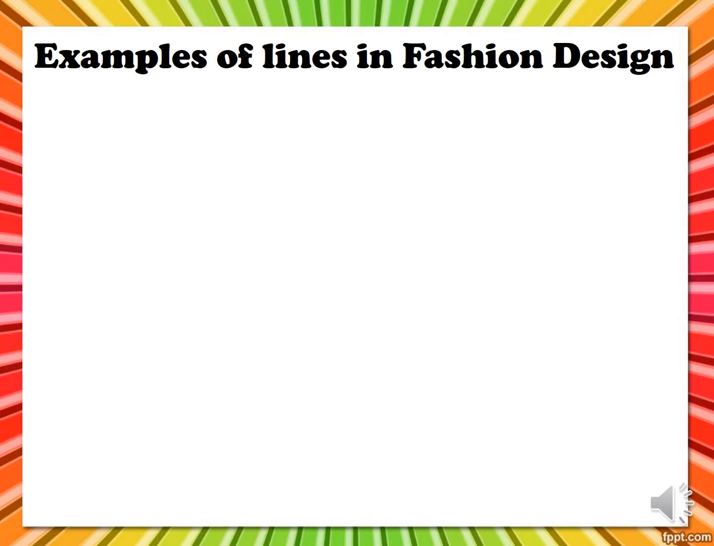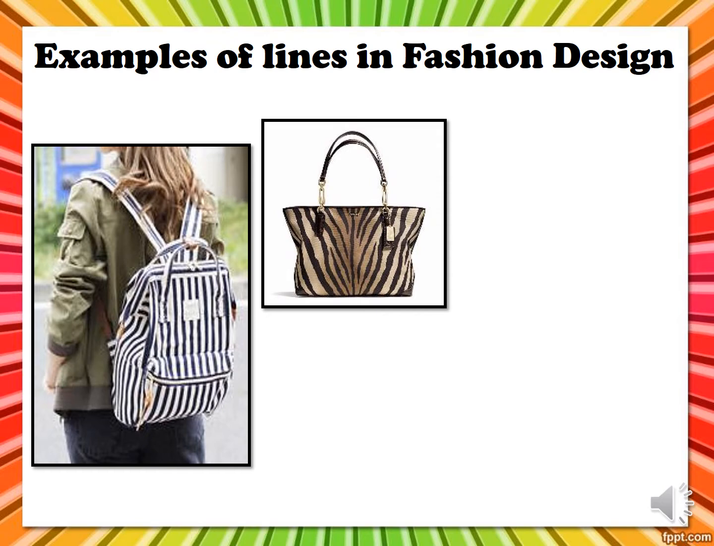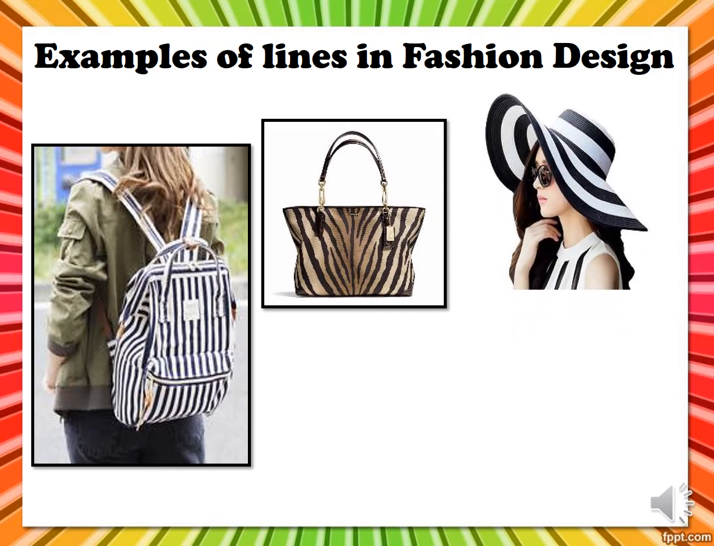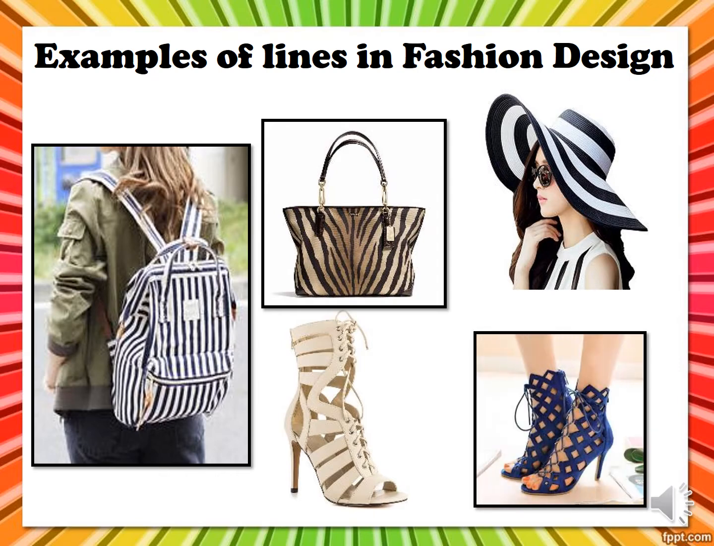Let us look at some examples of lines used in fashion design. The first one is a backpack, and we can see lines going in a particular direction. Look at this handbag. You can observe lines as well. Look at that hat. You can see lines going in some directions also. You look at this pair of shoes. You can observe several lines in these pairs of shoes.